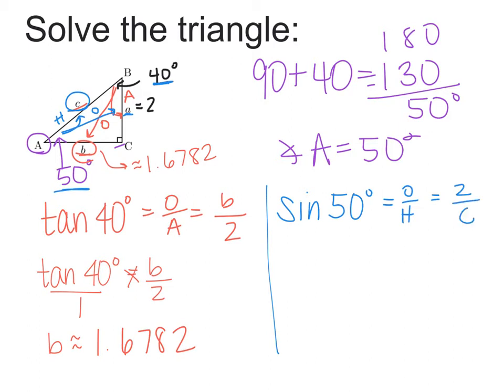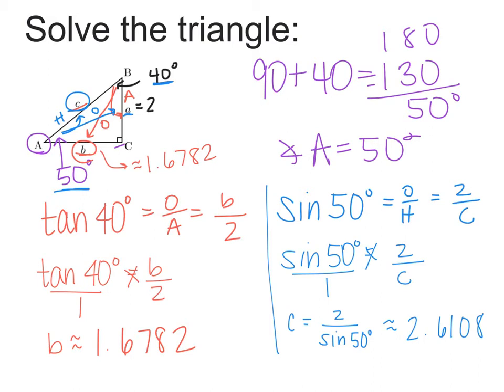And I'm going to do the same thing that I did over here and solve out for C. So I do a little cross multiplication here, and I'm going to get C times this equals 2, so I'm going to divide 2 by the sine of 50 to get my C value, just manipulating it a little bit. And I use my graphing calculator in degree mode to find that C is going to be 2.6-ish. And that is how you would solve a triangle.